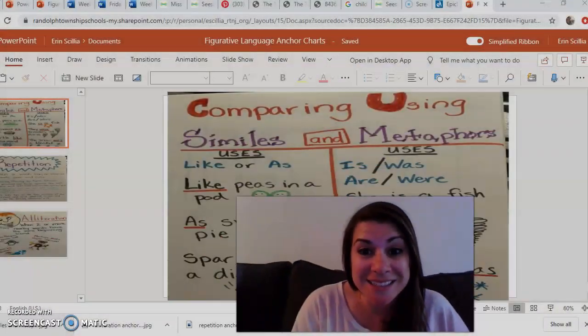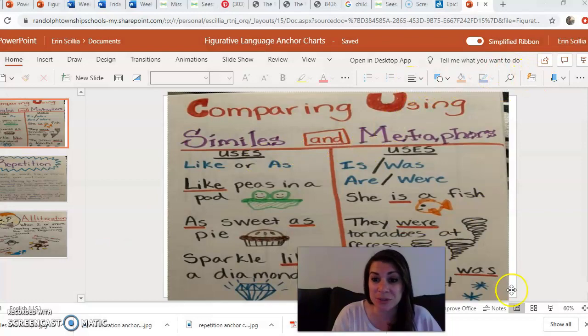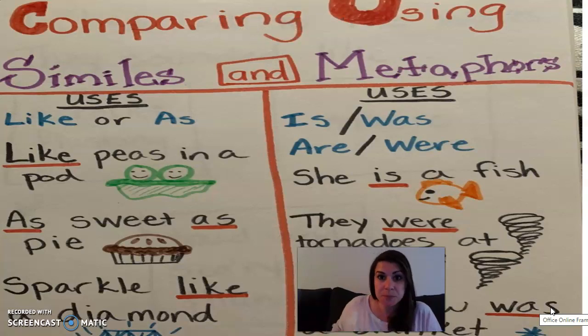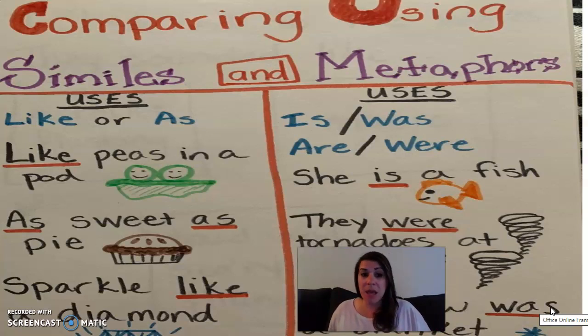If you remember from last week, I explained to you what a simile and a metaphor was. And I'm going to switch screens just for a second. I'm going to make myself teeny tiny. Ta-da! There's our anchor chart from last week. Comparing using similes and metaphors. Similes use things such as like or as to compare two things. They were like two peas in a pod. As sweet as pie, she's as sweet as pie. Or her eyes sparkle like a diamond.